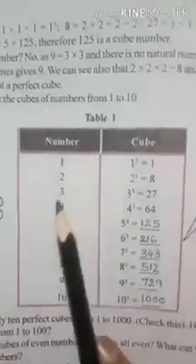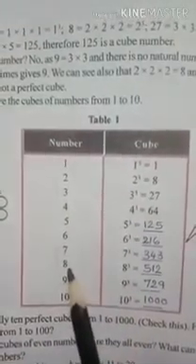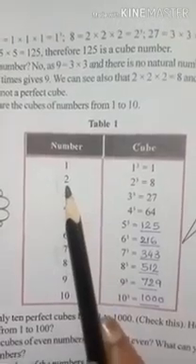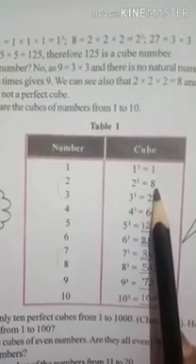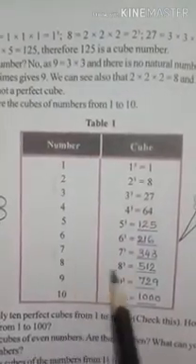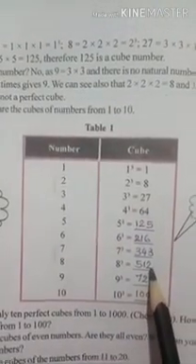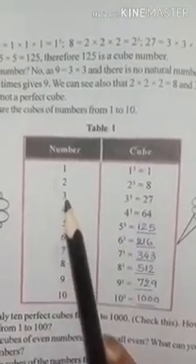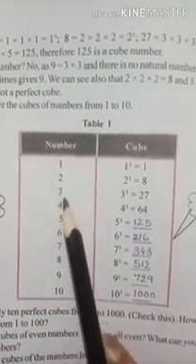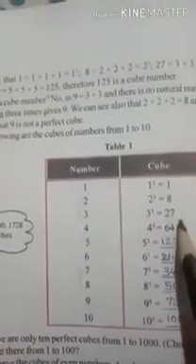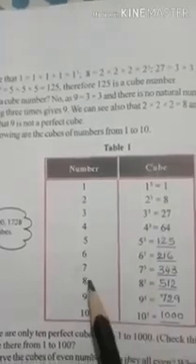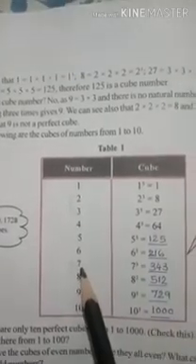But for numbers 2, 3, 7 and 8, it is different. For 2, the last digit of the cube is 8. And for 8, the last digit is 2. A similar pattern for 3. Any number which is having 3 at the end, its cube will always have 7 at its end. Similarly, a number which has 7 at its end, its cube will always have 3 at its end. Let's see the other table.